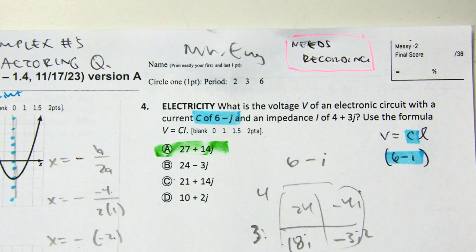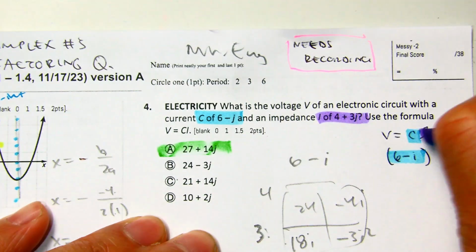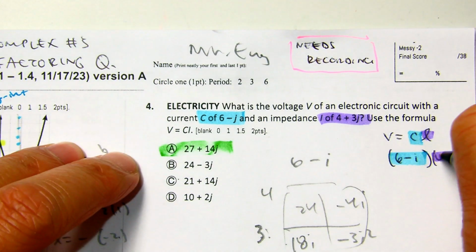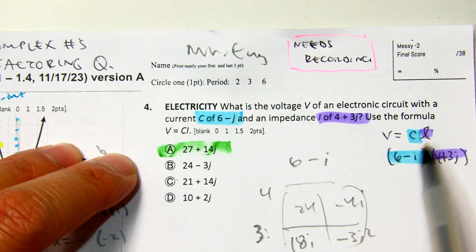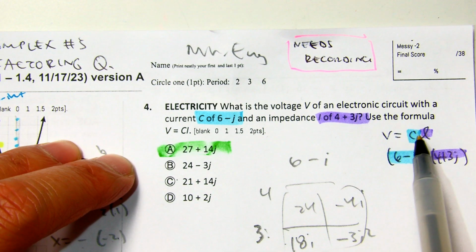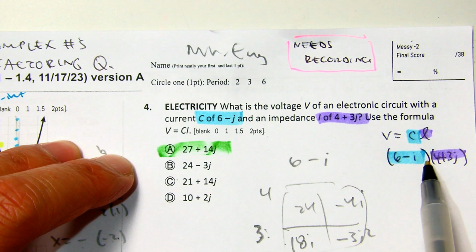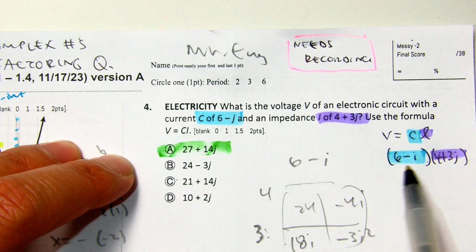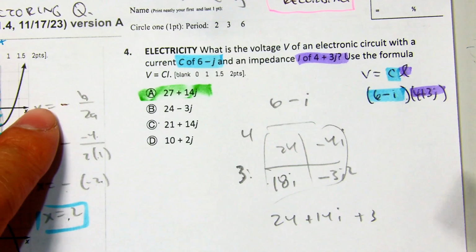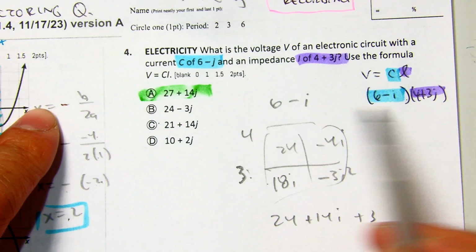And then L was 4 plus 3j. And you'll notice in the formula it is multiplication because they're next to each other, there's no plus or minus. So I'm going to multiply these. The common mistake is just to multiply the first and last. You can use FOIL, double distribution. I'm going to be using this box. I'll put this one on top, this one on the bottom.